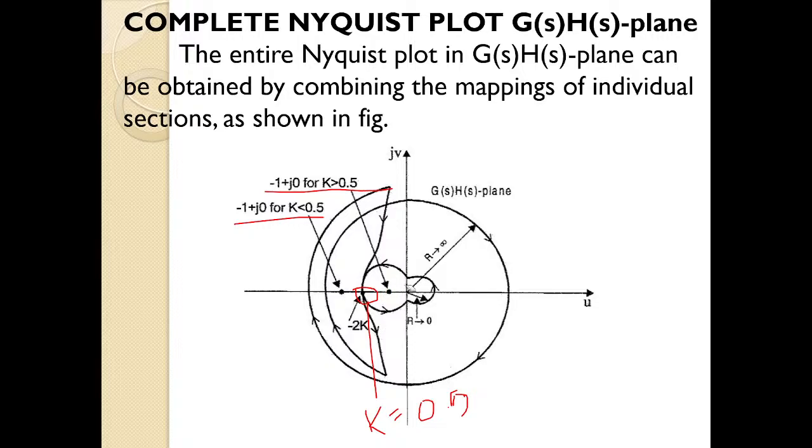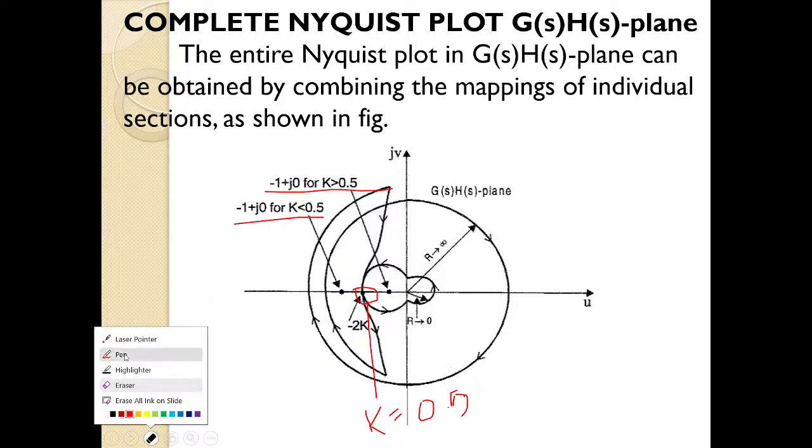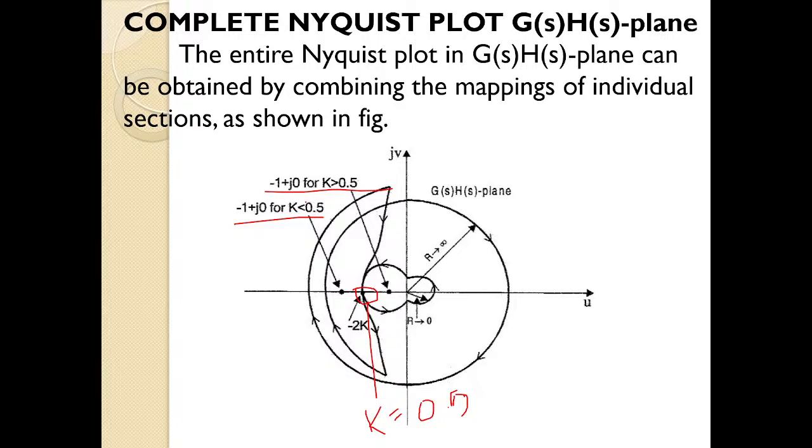So now we have considered two cases. One case is K less than 0.5. Another case is K greater than 0.5. Now let us consider the first case. Let us consider K is less than 0.5.